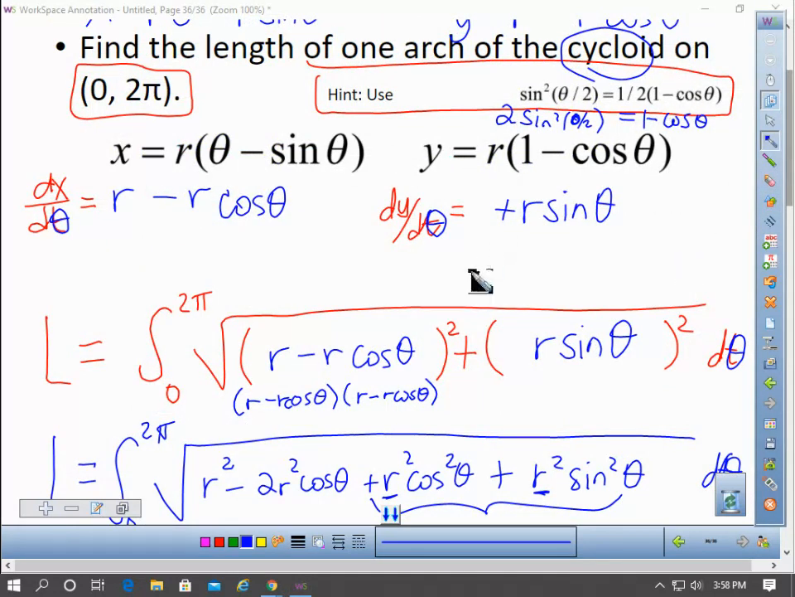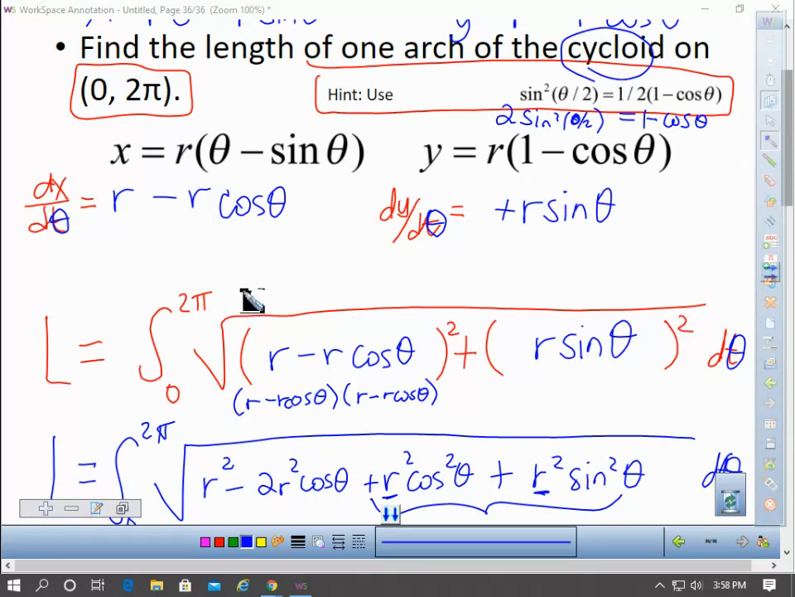So this is just doing a formula. We are integrating the square root of dx dt, or dx d theta, depending on what your variable is, squared, plus dy dt or dy d theta, the derivative of the y expression squared. And that finds you the arc length.